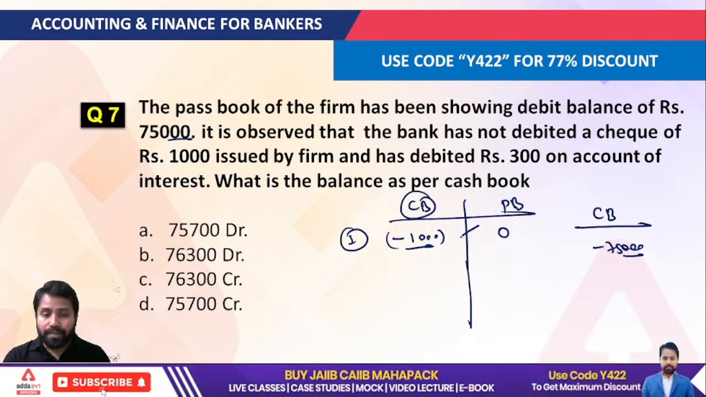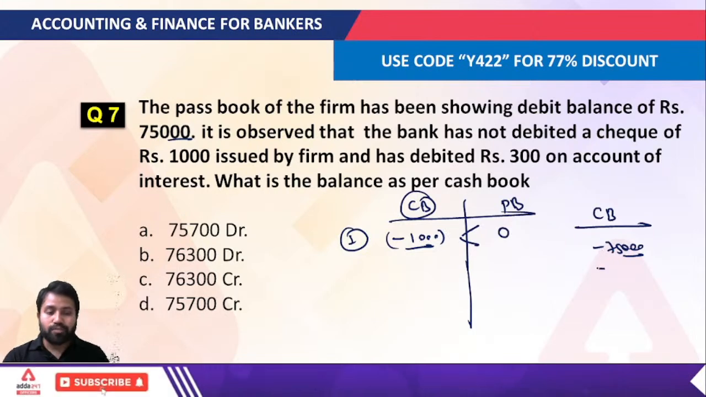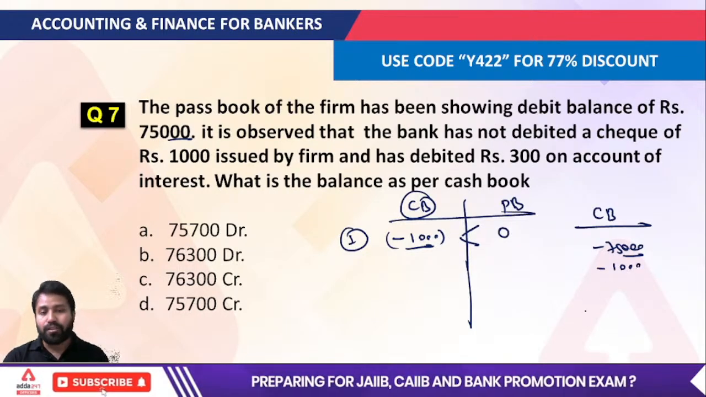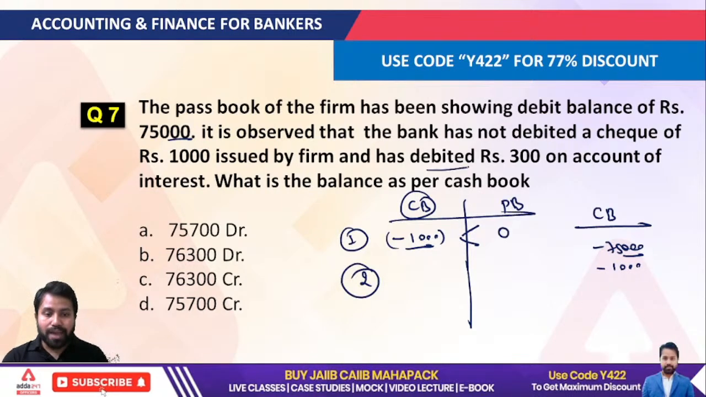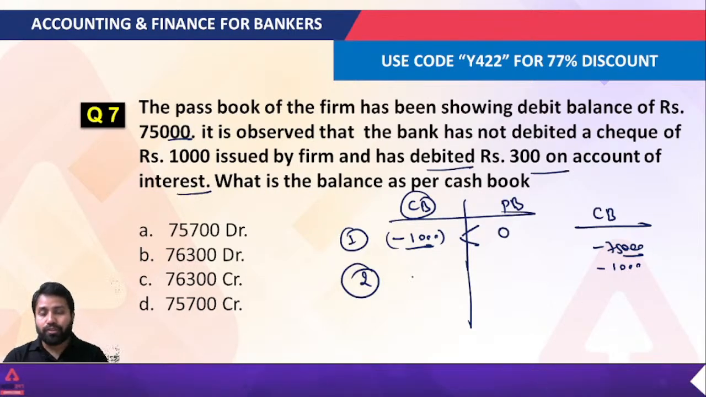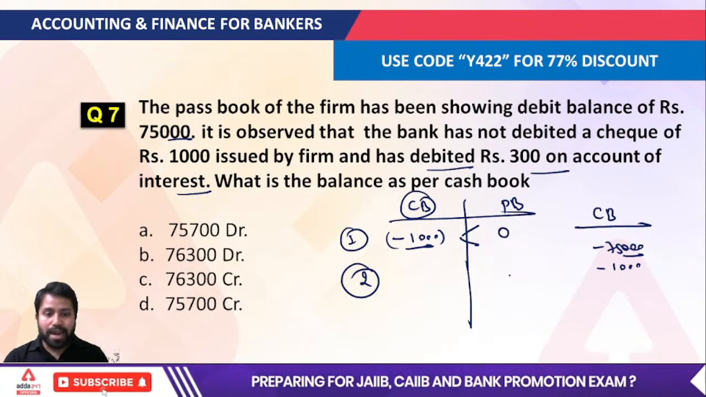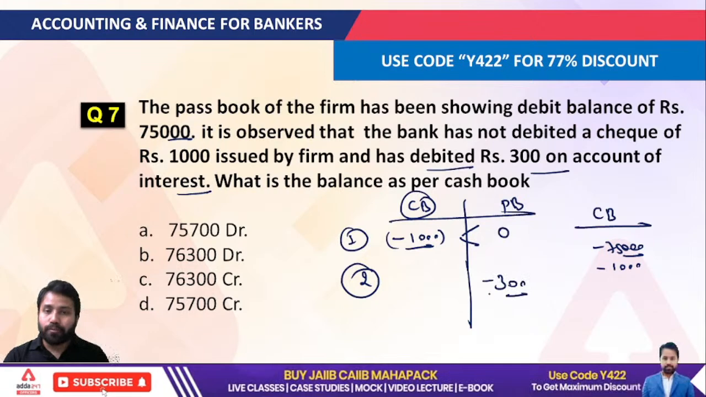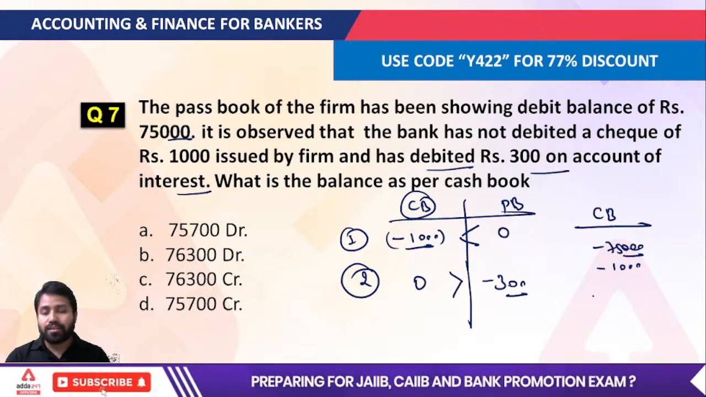Then you will say that the cash book balance is lesser than the passbook. And if it is lesser than the passbook, then you will just write minus 1,000. Now, another condition: the bank has debited 300 on account of interest, because it is a kind of loan taken by the customer. The bank actually charged 300 rupees as interest, but the customer is not aware of it. For this transaction, is the cash book balance greater or lesser than the passbook? You will say it is greater than the passbook.